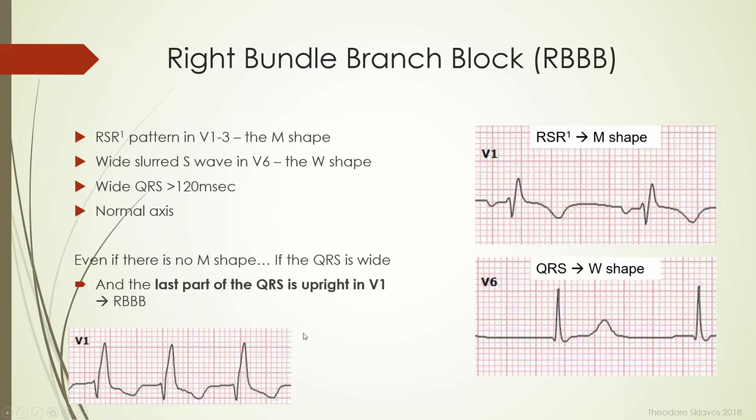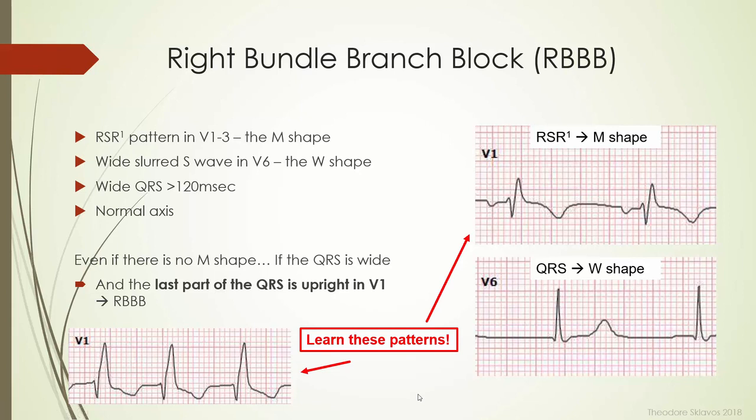And hopefully you remember back to the R wave progression that we discussed in the first lecture. V1 is not usually upright at all. It's usually predominantly negative. So if you see a predominantly upright QRS in V1, that should already alert you to the possibility of a right bundle branch block. And then if you see this pattern, then you know it's a right bundle.